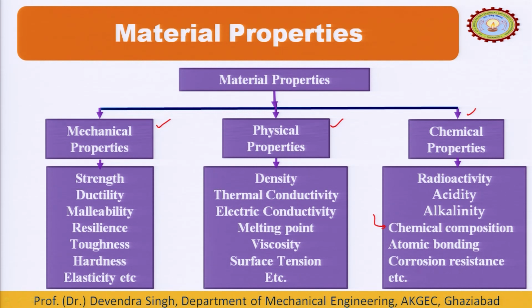The strength we get because of the atomic bond, we can consider that in the chemical properties. Corrosion resistance is an important property. Similarly, here we can use corrosion resistance and wear resistance as a mechanical property in this category, in the mechanical property.